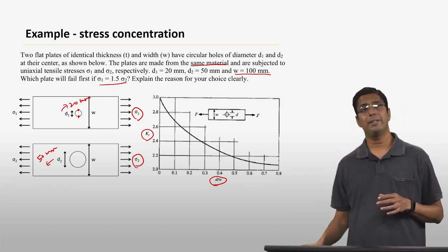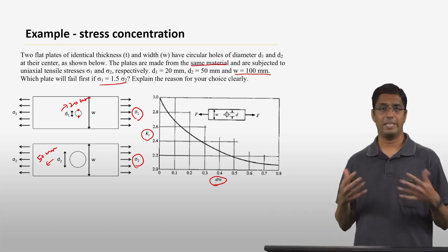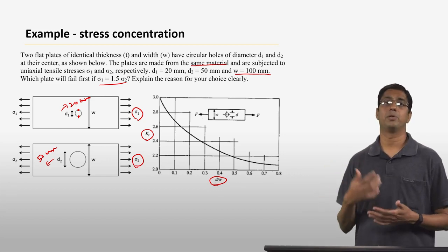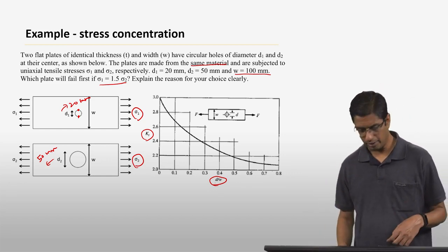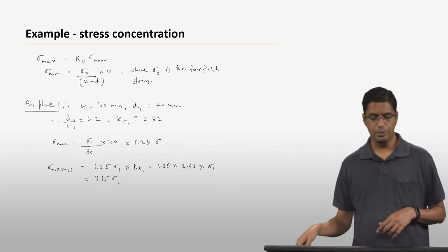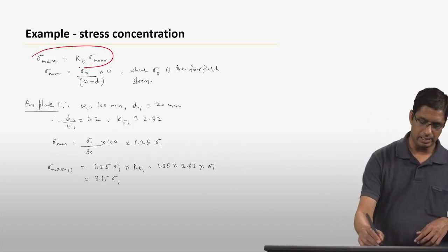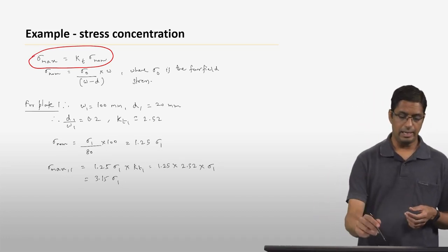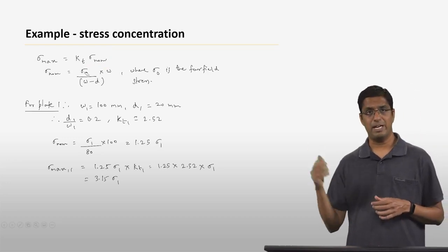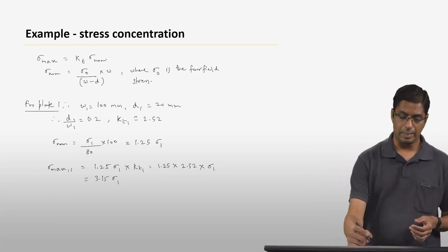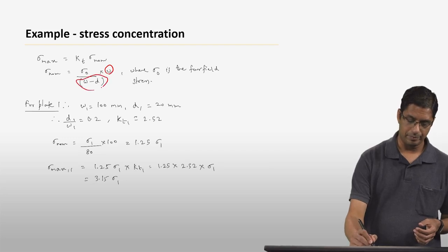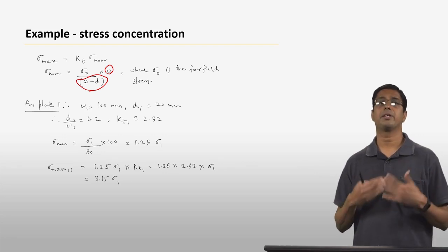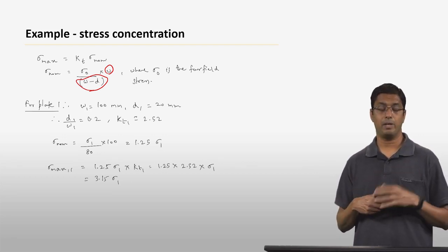Okay, and given that both these plates are made of the same material, essentially whichever plate has the higher maximum stress, that is more likely to fail first. Okay, that is how we are going to solve the problem. Okay, so the first thing we have to know is that sigma max is the stress concentration factor Kt times sigma nominal. Okay, and the sigma nominal is nothing but the far field stress sigma naught times W divided by W minus D. Okay, this factor W by W minus D essentially accounts for the reduced cross-sectional area where the hole is.